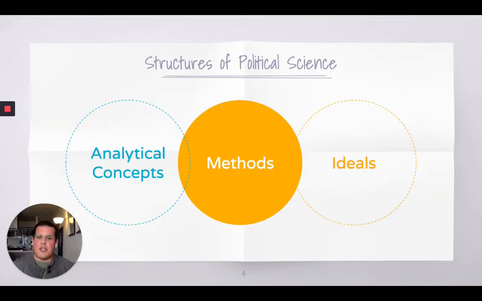Throughout this presentation, we will be looking at the structures of political science and comparative politics, which fall under three main categories: analytical concepts, which are assumptions and theories that guide our research; methods, which are ways to study and test those theories; and ideals, which are beliefs and values about preferred outcomes. Analytical concepts help us ask questions about cause and effect. Methods provide tools to seek out explanations, and ideals help us compare existing politics with what we might prefer.